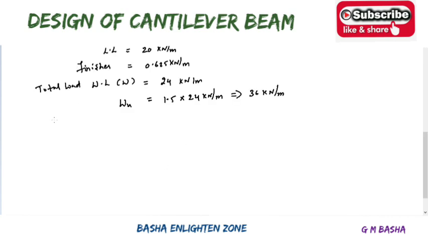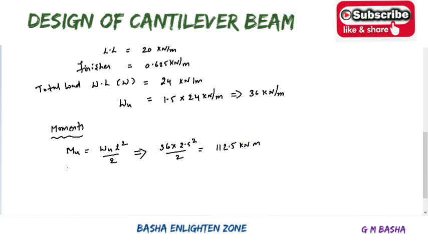After getting this ultimate load, the next step is moments. Moment for a cantilever beam will be WL square by 2. For a simply supported beam, it will be WL square by 8. But for a cantilever beam, ultimate moment will be equal to WL square by 2. We know W is 36 and L is 2.5, so 36 into 2.5 whole square by 2. If you simplify, you will get 112.5 kilonewton meter.